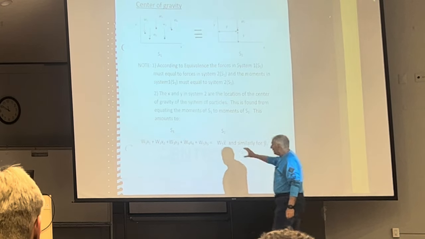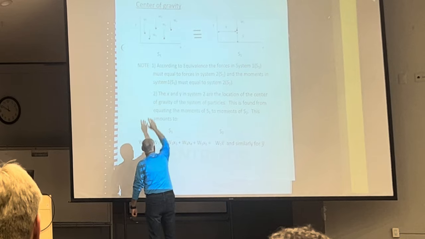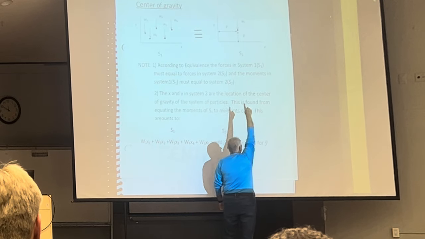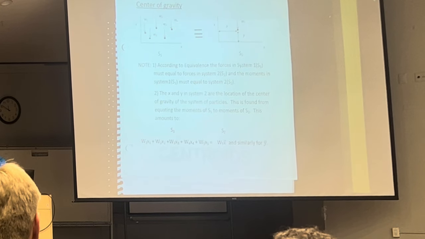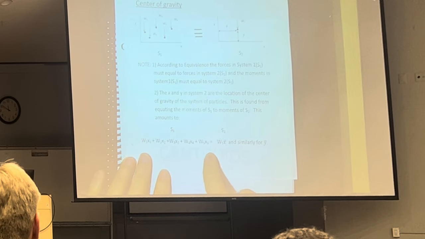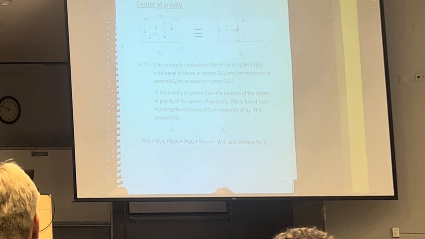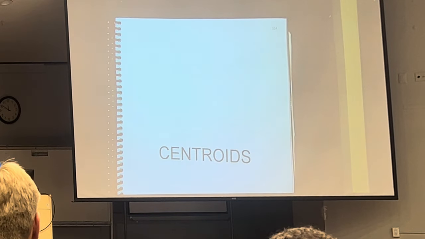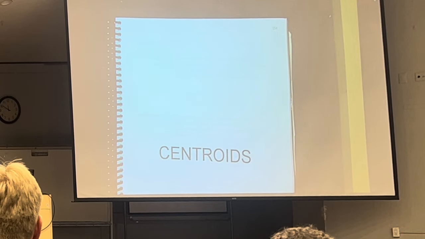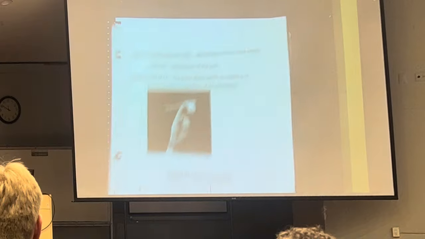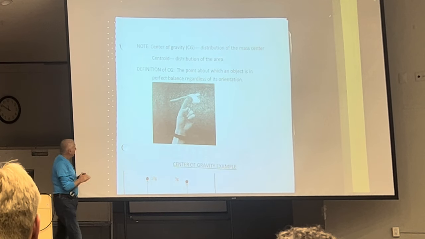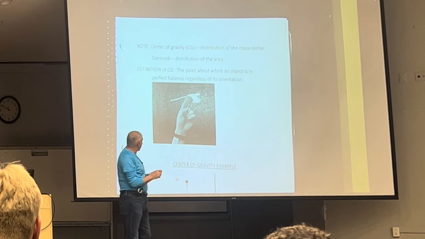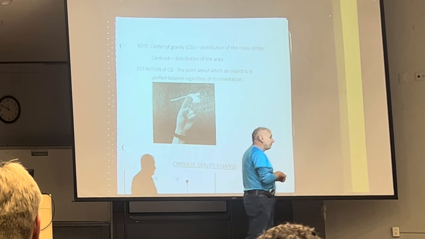Notice this is the moments of the original system. That's the moments of the reduced system. And I can do the same thing to find Y bar. That's the whole concept of center of gravity. That's it, in a nutshell. What is the center of gravity? Center of gravity is nothing more than the place at which everything is in perfect balance regardless of its orientation. The point about which an object is in perfect balance regardless of its orientation.